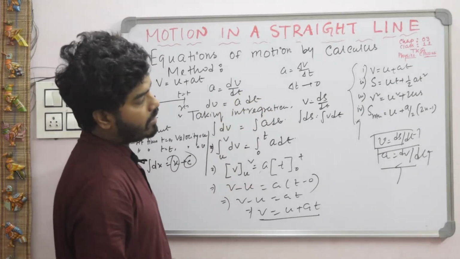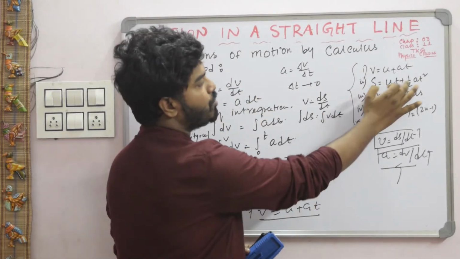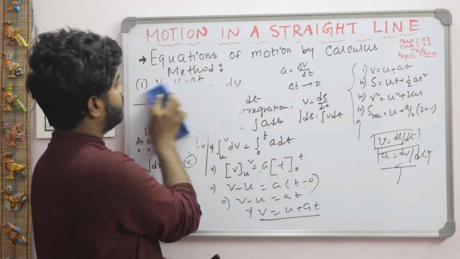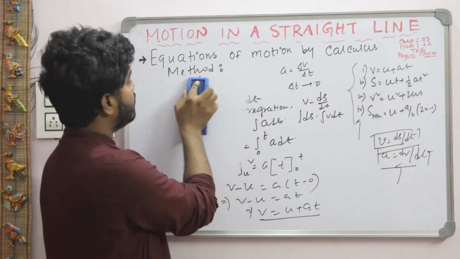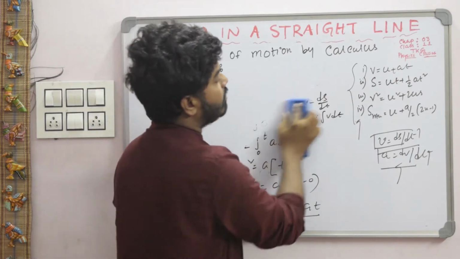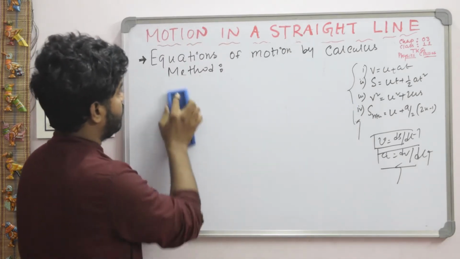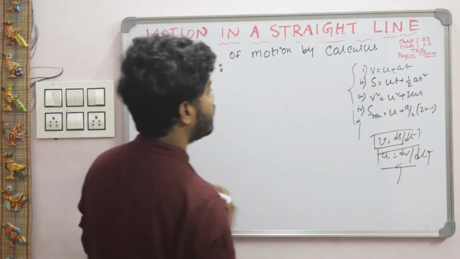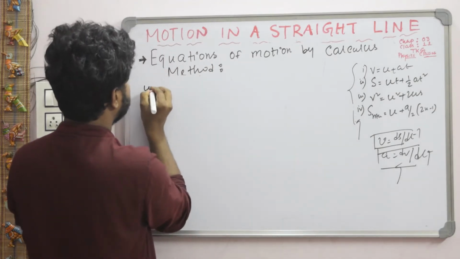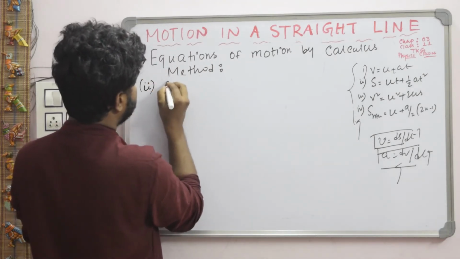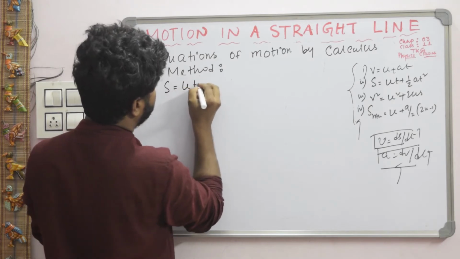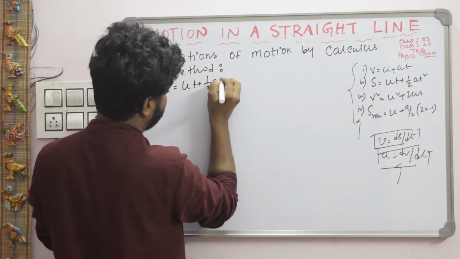Now solve the second equation, that is s equal to ut plus half at square, and this relation is named as the distance-time relation. Okay, so the second equation, that is s is equal to ut plus half at square.